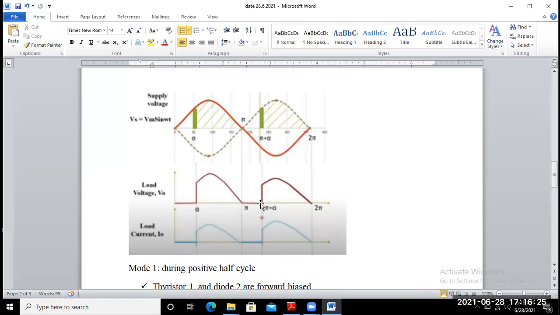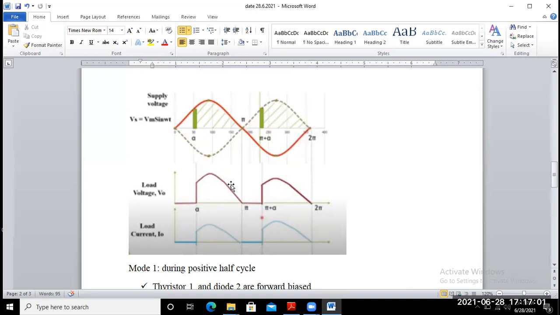We provide the gate pulse at pi plus alpha, a delay of alpha. So from pi to pi plus alpha we again get 0 output voltage, and from this instant we again get the output voltage the same as the supply voltage waveform. This is the supply voltage waveform, and this is the complete output voltage waveform.